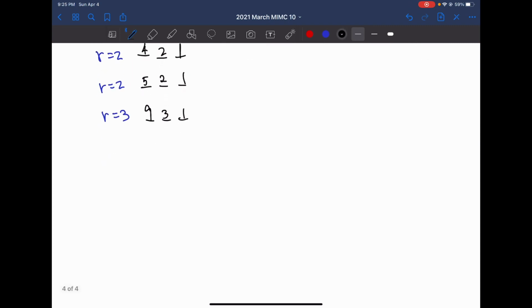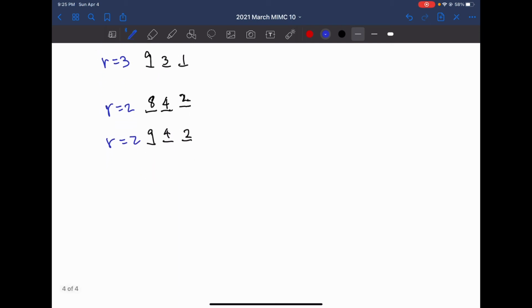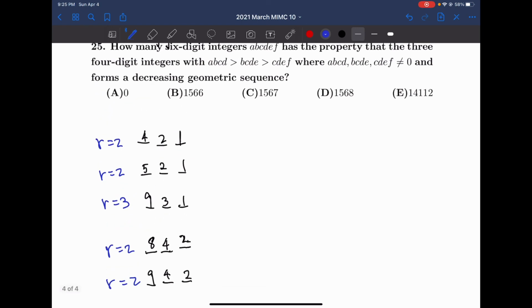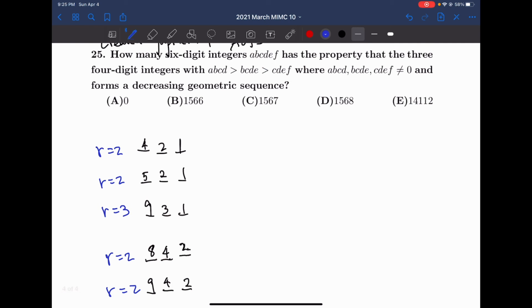And next, we can have numbers starting with 2, such as 2, 4, 8. There is another possibility with 2 where it can be 2, 4, 9. Both of these cases have common ratio 2. And that should be all of the possibilities for the first 3 digits. From here, we can try to figure out the next set of digits.